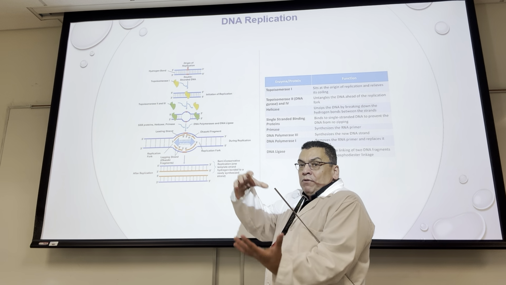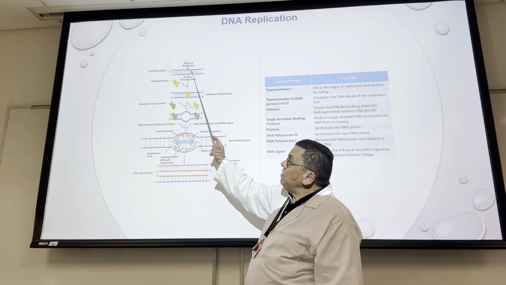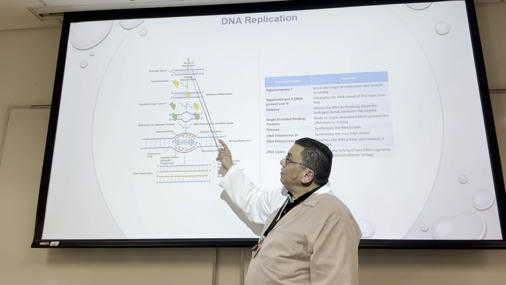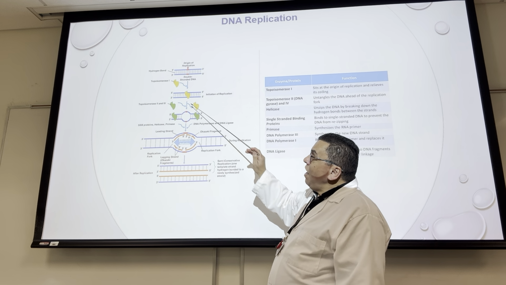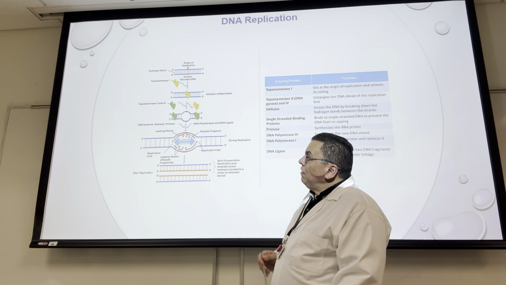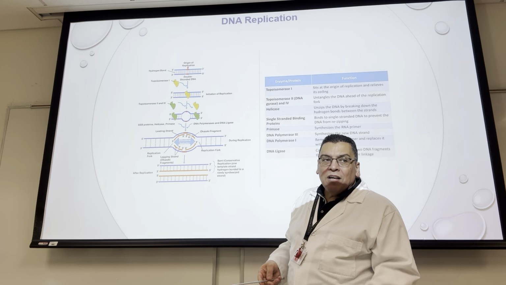It bubbles out the DNA by breaking down the hydrogen bonds right here. See, these are hydrogen bonds. Break them down. And then it leaves. I'm done, and it leaves. And what does it leave behind? It leaves this bubble here that's referred to as the replication fork. And there are two of them.